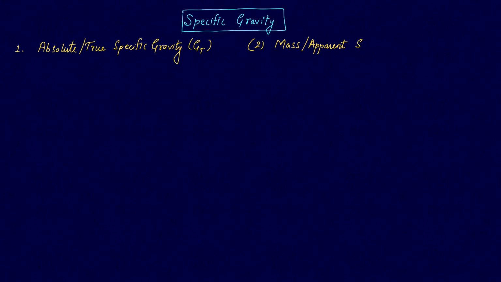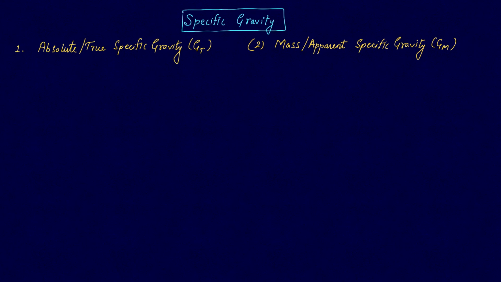The first type of specific gravity that we define is known as absolute or true specific gravity, and it is denoted by GT, whereas the second one is the mass or apparent specific gravity, and this second type is denoted by GM.